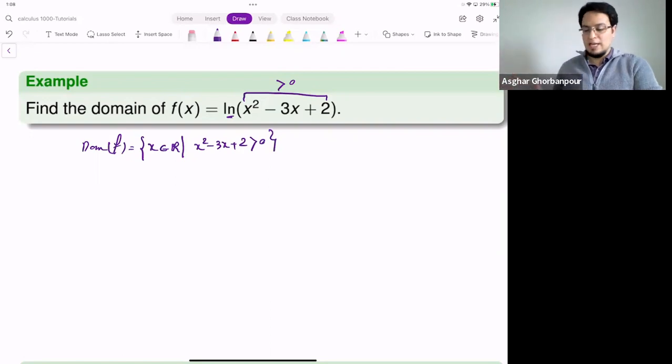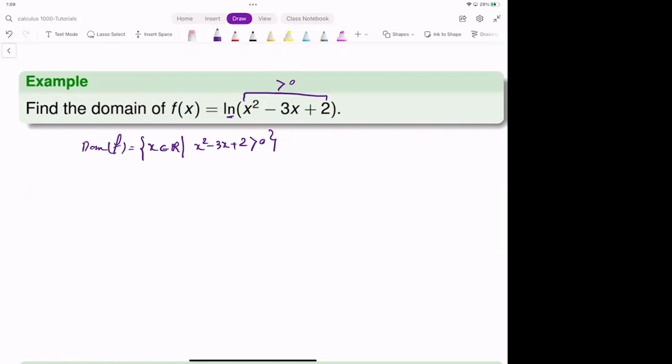I have to solve where x squared minus 3x plus 2 is positive. Can anyone tell me how to solve that inequality? I need an answer there.